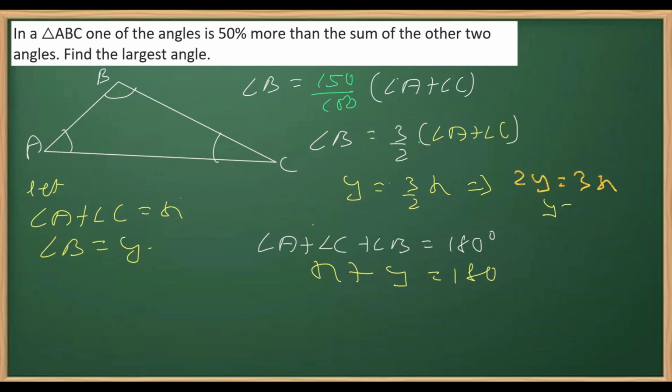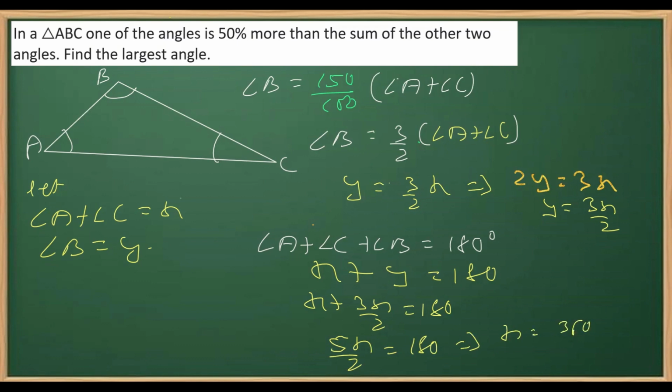What I'm going to do is to obtain y from here, which is 3x by 2. So x is x and y is 3x over 2, is equal to 180. This is 5x by 2 is equal to 180 degrees. That implies x is equal to 360 divided by 5. That comes out to be 72. So we got x, and x is the sum of these two angles. As you can clearly see, together A and C is 72. So B is the largest angle.